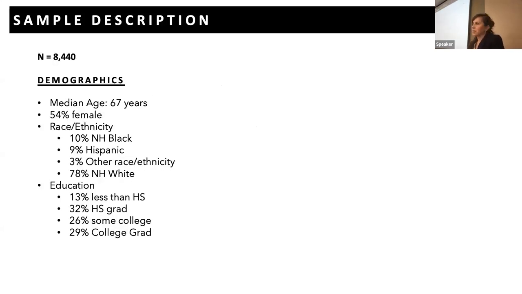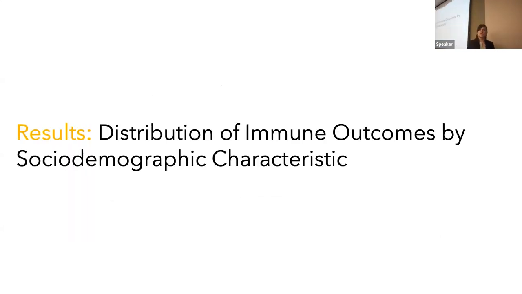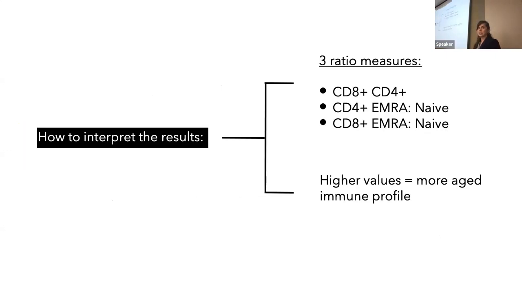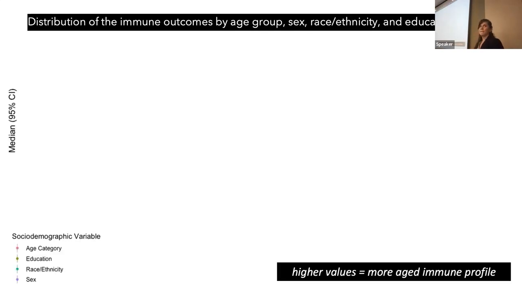Okay, so demographics, the mean age of our sample was 67 years. It was 54% female, 10% non-Hispanic Black, 9% Hispanic, 78% non-Hispanic white. You see a good proportion of people with a high school education or less. And so digging into the distribution of these immune outcomes by sociodemographic characteristic. Just a quick note, higher, more aged immune profile. Keep that in the back of your head.